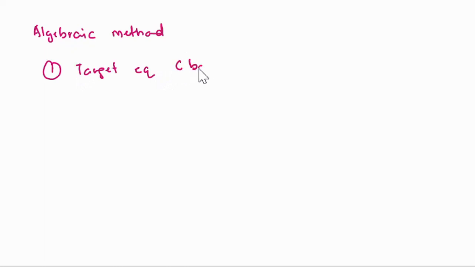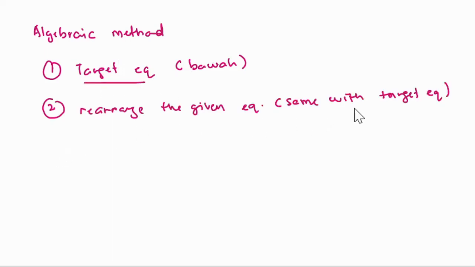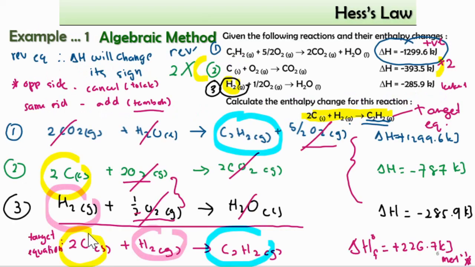Okay, so let's recap. Untuk algebraic method, first kamu kena tulis target equation di bahagian bawah sekali. Okay, and then the next one, refer to the given equation, and then kita akan buat some rearrangement untuk follow your target equation. So rearrange supaya sama dengan target equation. So maksudnya apa yang ada dalam target equation, contoh carbon on the left hand side kita samakan, hydrogen on the left hand side kita samakan, and then C2H2 on the product side kita samakan.